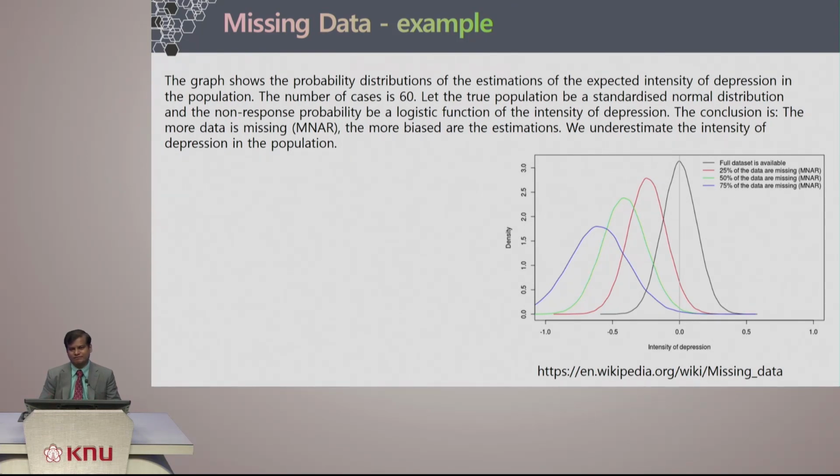Basically, the conclusion we make here is that the more data is missing under MNAR, the more biased the estimators are. For example, the first one is the full data, and the second has 25% of the data missing not at random. Here 50% of the data are missing not at random, and here 75% of the data are missing not at random.